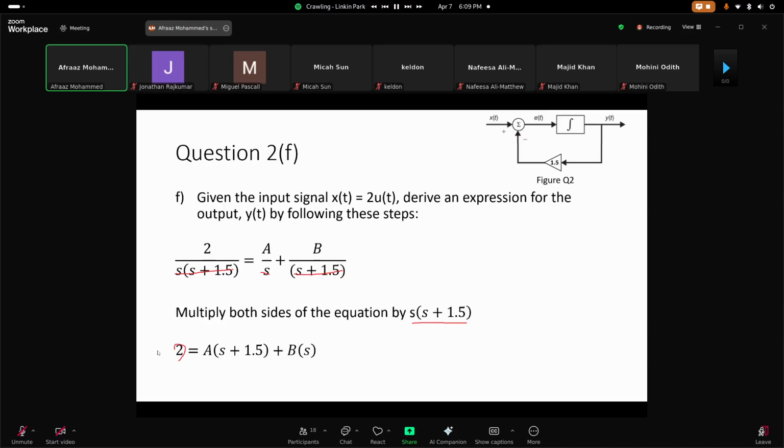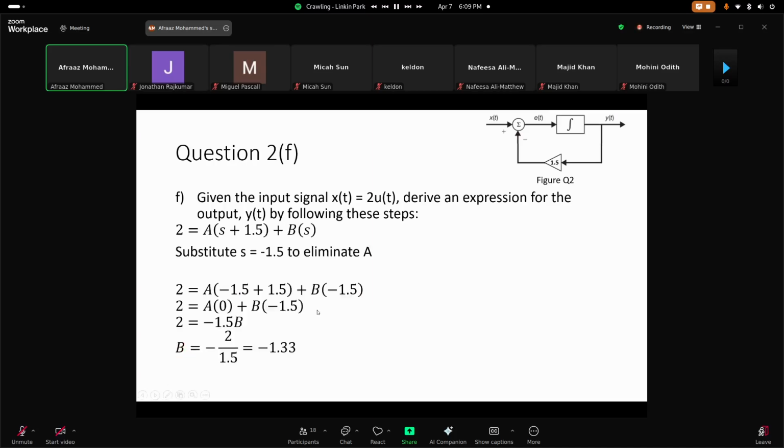Right. So now that we have that, the next thing we want to do is solve for a and b. We will eliminate the terms one at a time. So first, let's eliminate a. Remember what I was saying before? We have here a fraction. We have a into s plus 1.5. So the best way to deal with this is to just substitute s equal to minus 1.5, so just negative this value.